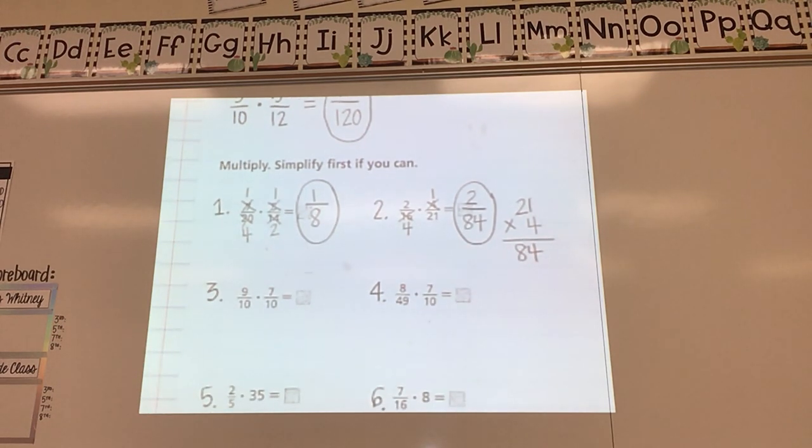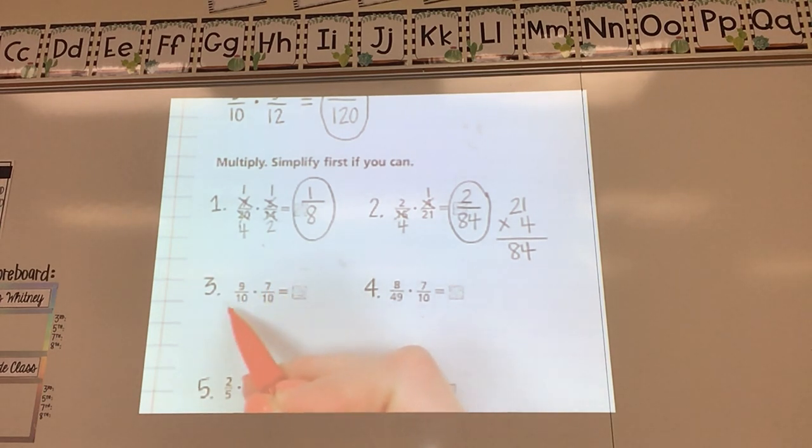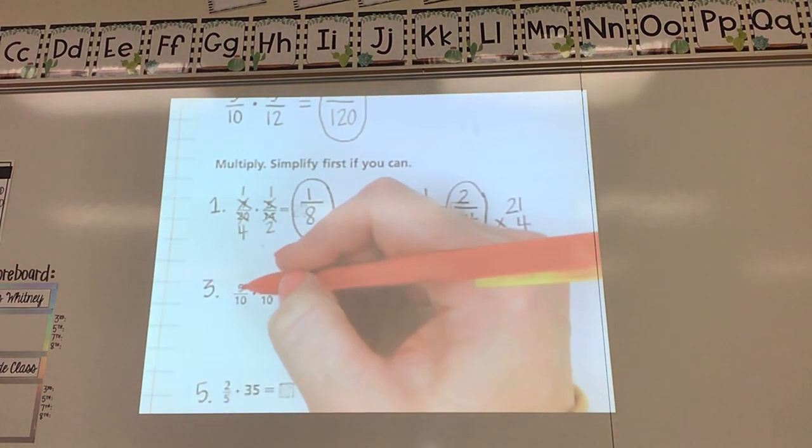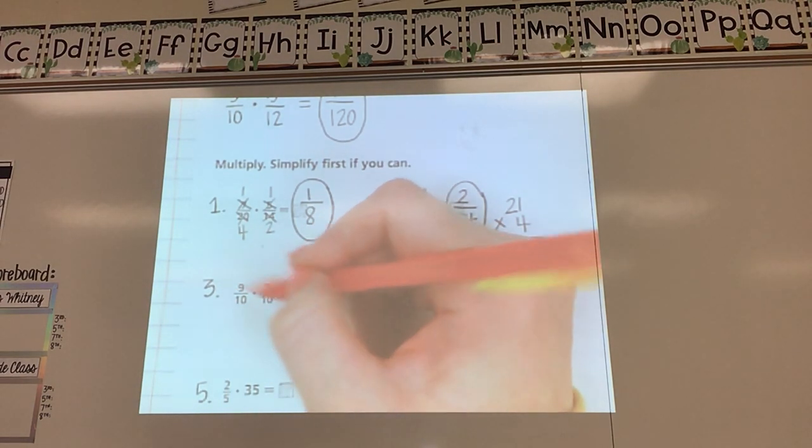Let's try another one on number 3. So first I want to check to see if I can simplify looking diagonal. I have a 7 and a 10. Is there anything that will go into both 7 and 10? Nope, nothing will go into both of those, so check the other way. 9 and 10. Will anything go into both 9 and 10?